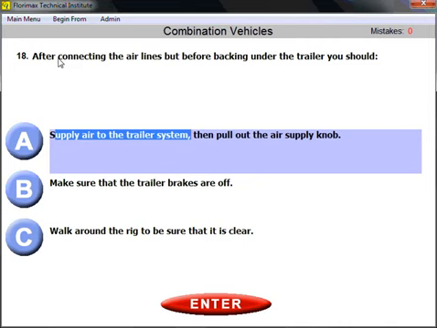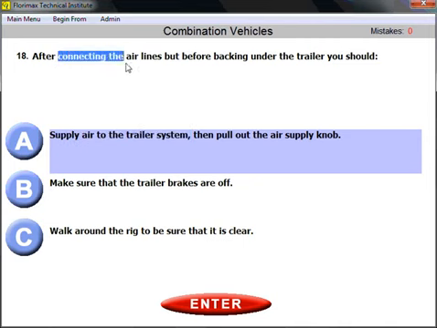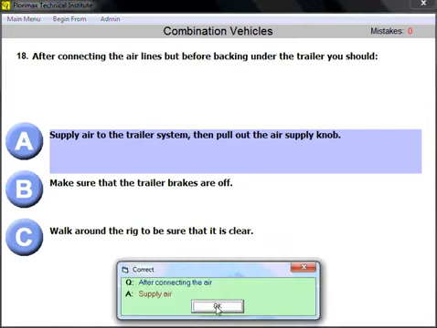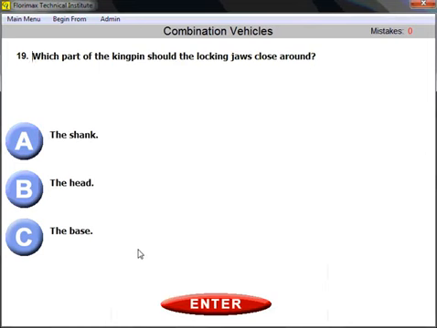But for us, what is important, you read: after connecting airlines, but before backing, what do you need to do? You need to supply air to the trailer system. Supply air.